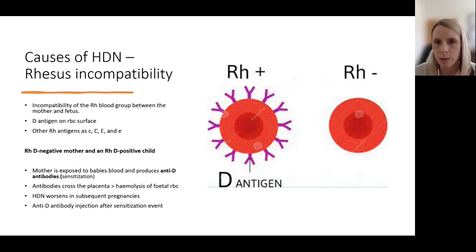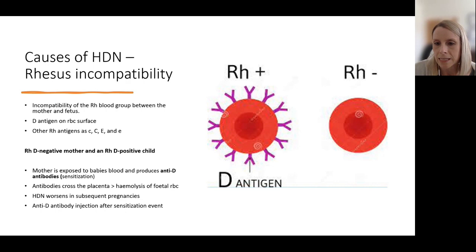So if they have subsequent pregnancies of babies who are Rhesus positive, these IgG antibodies can cross the placenta and then start to break down the baby's red blood cells. So we often see that in the second, third, fourth pregnancies, hemolytic disease of the newborn, if not treated, can be more and more severe.